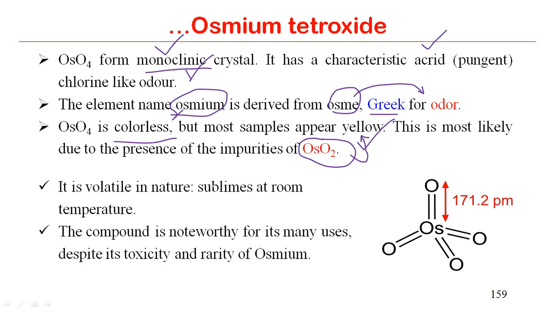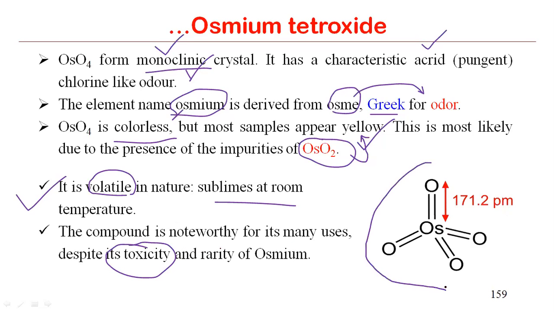Another important feature of osmium tetroxide is that it is volatile in nature. It sublimes at room temperature. This is a very important physical property that we have to remember whenever we think about osmium tetroxide. And of course, as we have mentioned, it is highly toxic, and still we use this kind of compound for some synthetic modifications because of the special characteristics of these complexes. So we have to remember that, and that's why we are using it.